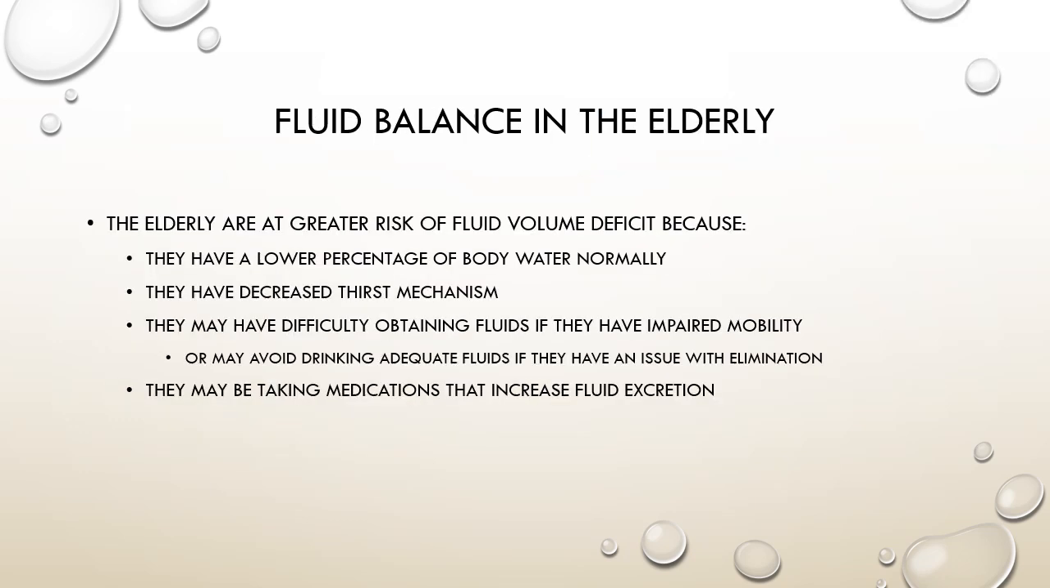Fluid balance in the elderly. Elderly are at greatest risk for fluid volume deficit because they have a lower body percentage of water. They have decreased thirst mechanism, and they may have difficulty obtaining fluids if they have impaired mobility, or they may avoid drinking adequate fluids if they have an issue with elimination. And they also may be taking medications that increase fluid excretion.